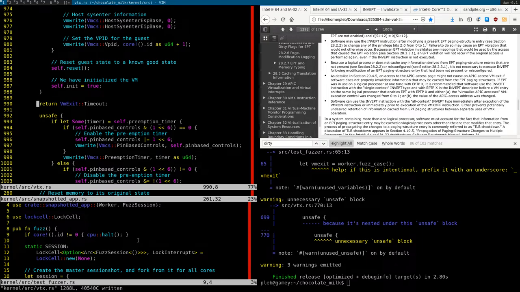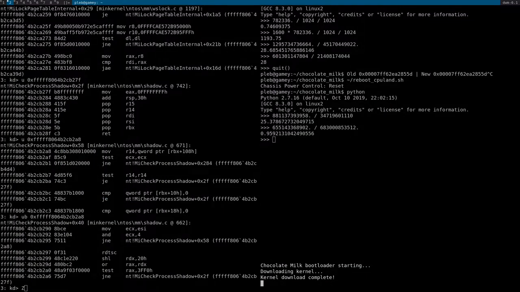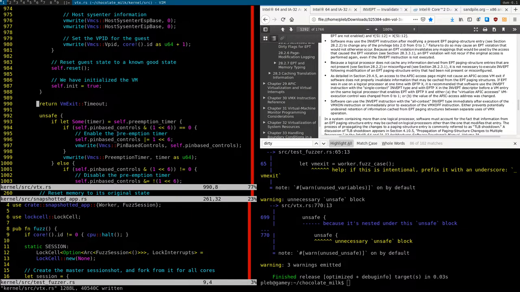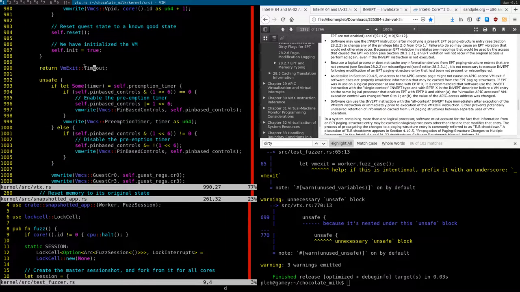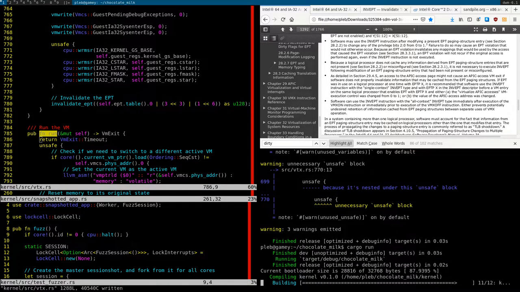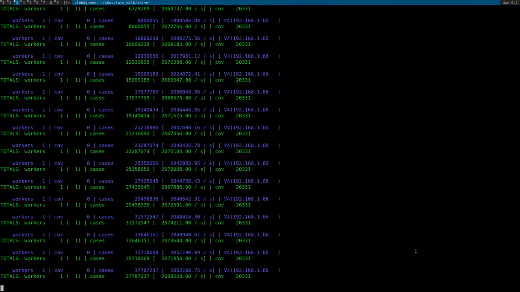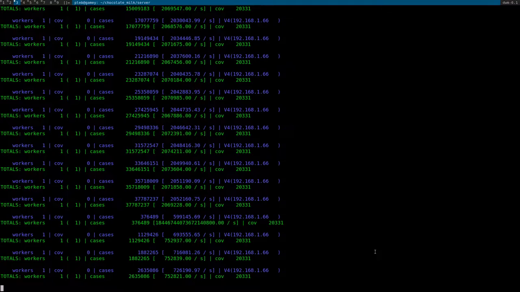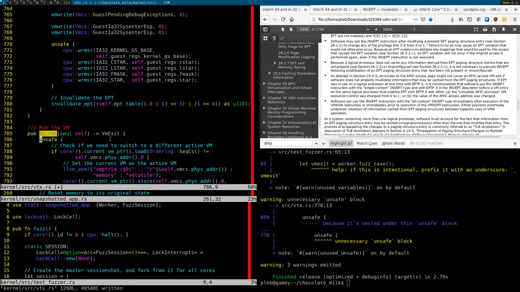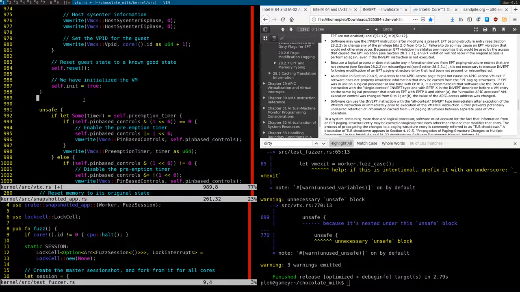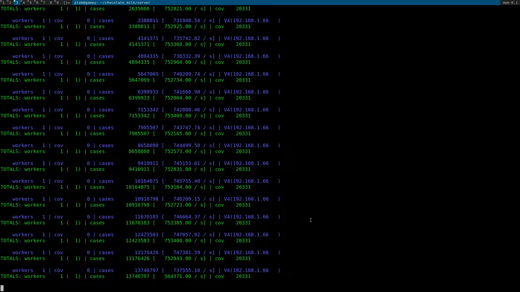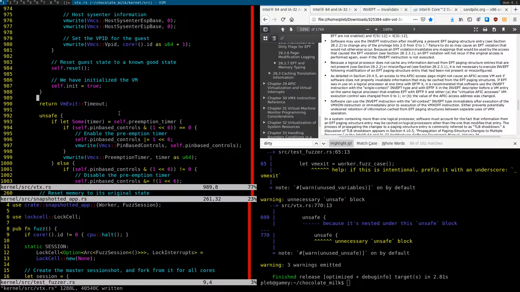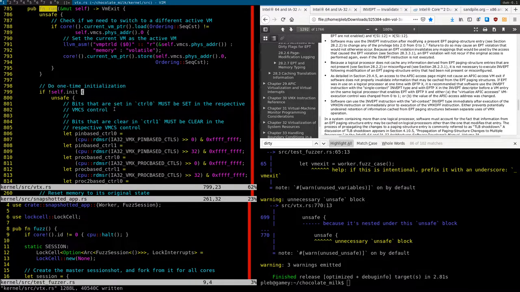I don't understand how that's faster. I actually don't understand how that got faster. How's that faster than having it just return right away? Let me try this again. Paste. Build. Building. Run. How is that slower? How is that slower? I have no idea how it's faster to... How would that ever be faster?